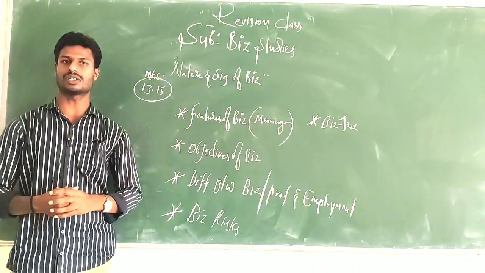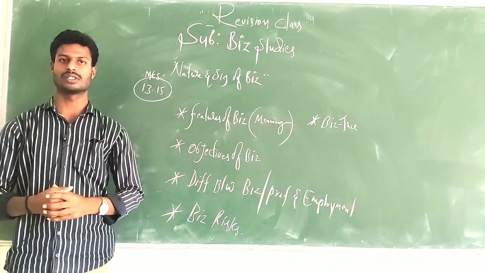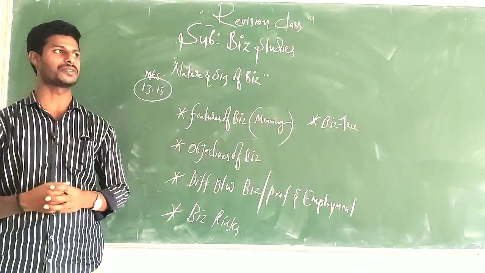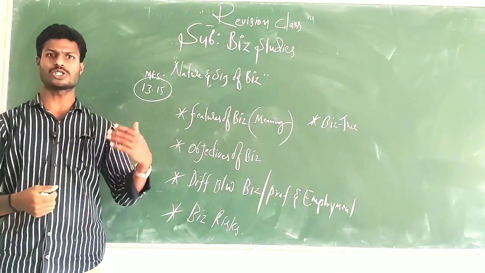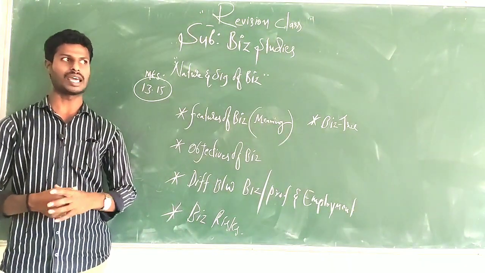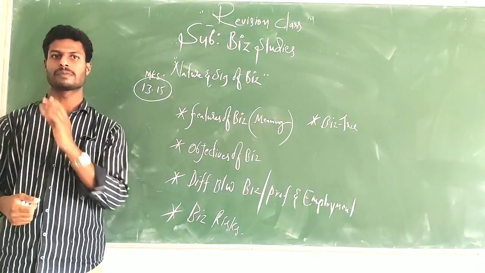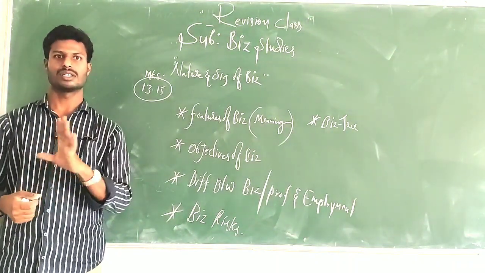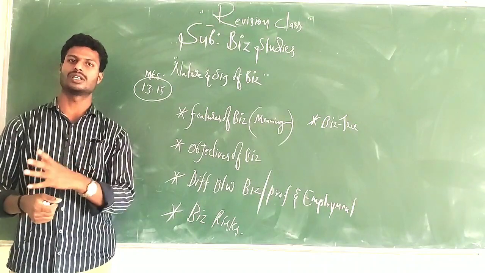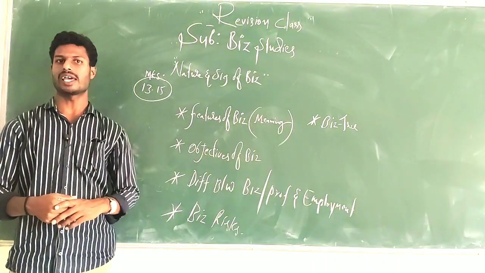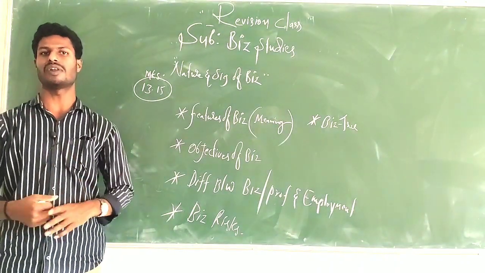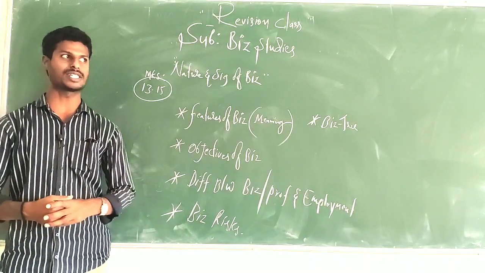The next, objectives of business. The objectives are broadly classified into three types: economic objectives, personal objectives, and social objectives. Economic objectives means earning profit and growth and development of the business organization, discussed from the owner's point of view. Personal objectives we discuss from an employee's point of view, meaning employee welfare. And finally, social objectives are for the welfare and well-being of the general public or the society.